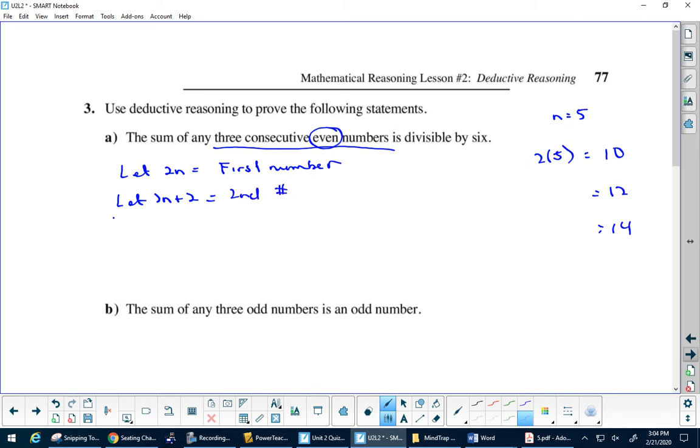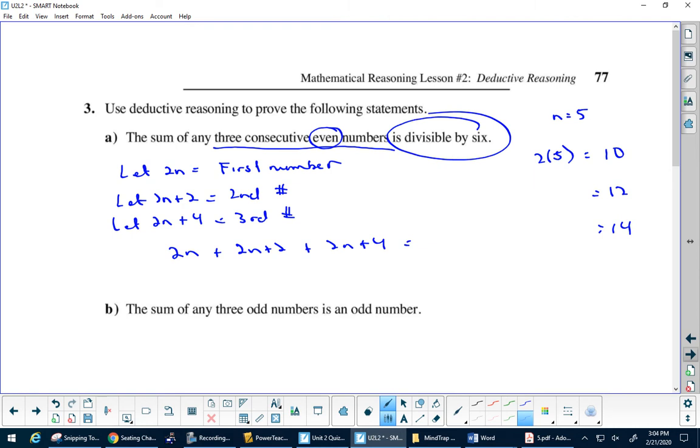And what would be the third number? 2n plus 4 equals the third number. Now you're going to have to come up with the equation and add them together. So you're going to go 2n plus 2n plus 2 plus 2n plus 4, and see if it's divisible by 6. Okay, so you're going to keep going with it. I don't want to do that part for you.